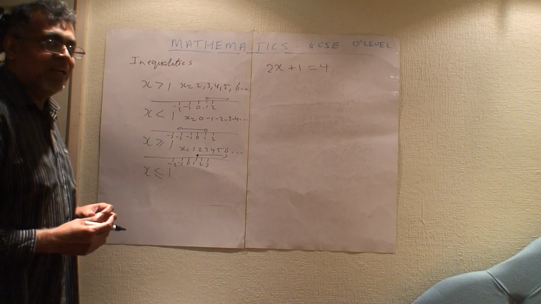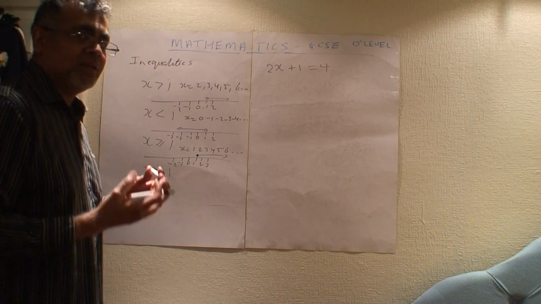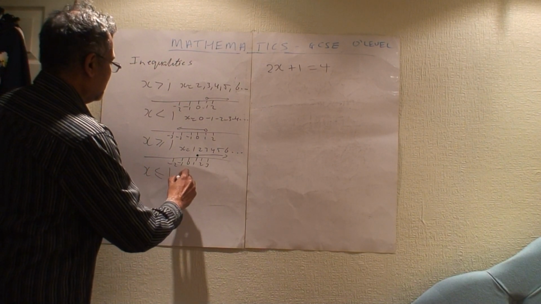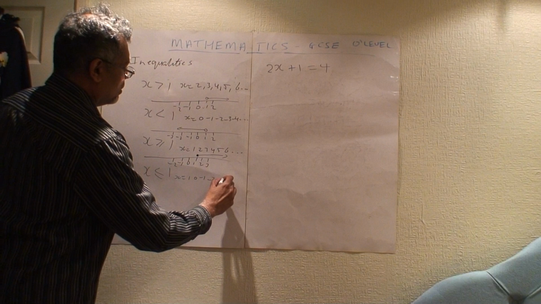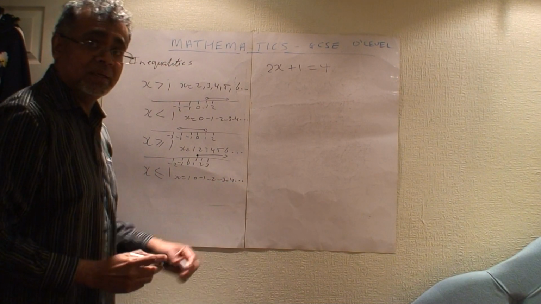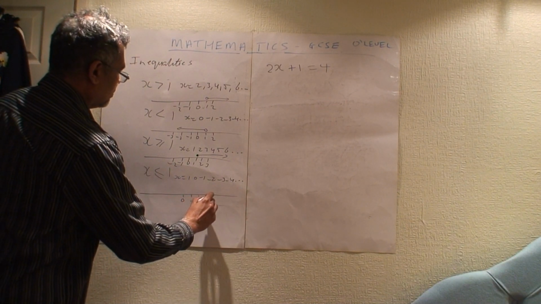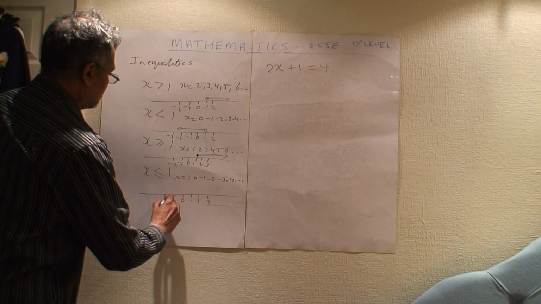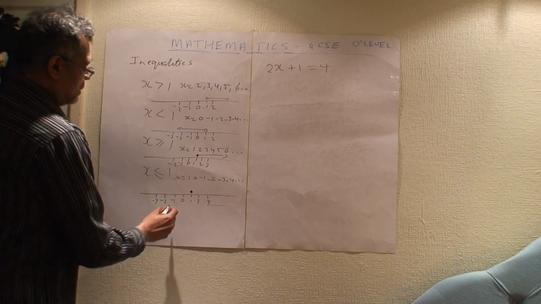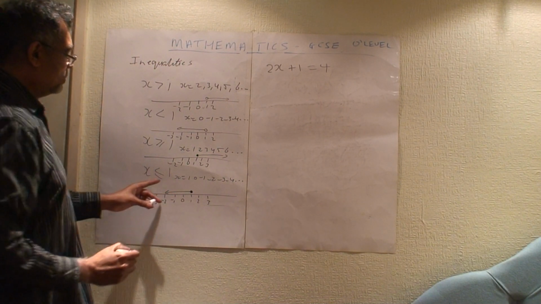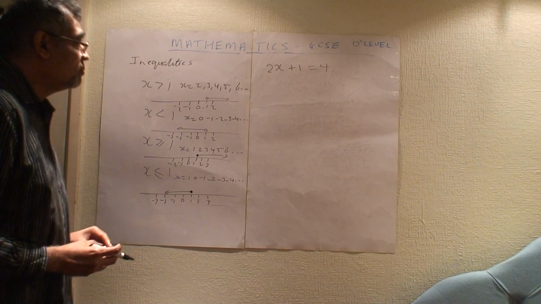This one, x is less than or equal to 1. That means x can be 1 and any value less than 1. So x can be 1, 0, minus 1, minus 2, minus 3, minus 4, and it continues that way. And on the number line, we start at 1, but with a filled circle, and we put the arrow in this direction to show that x is less than or equal to 1.